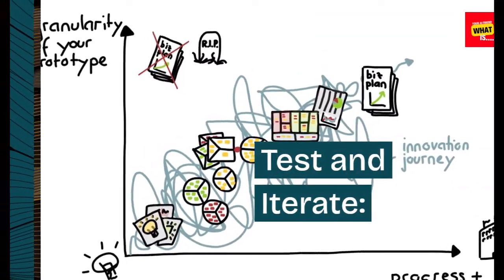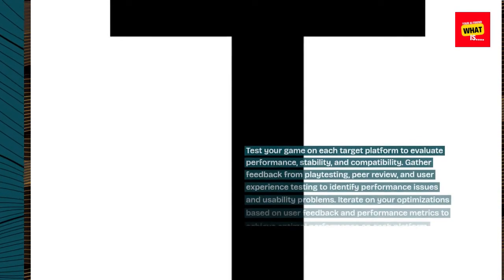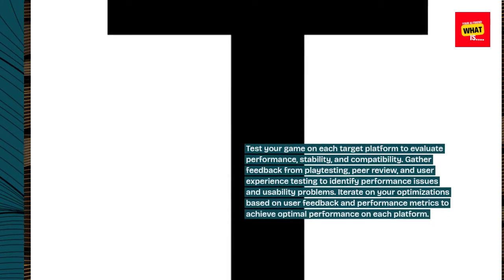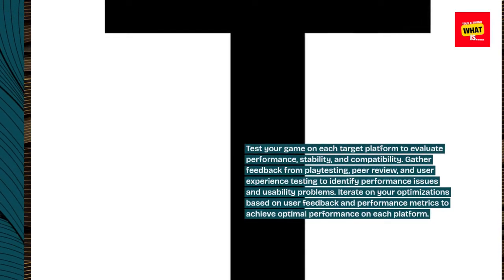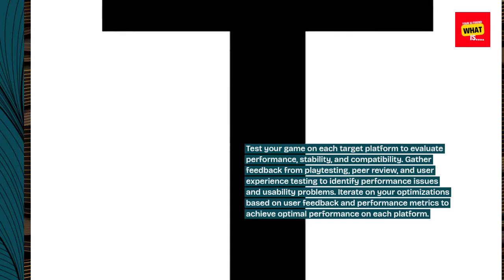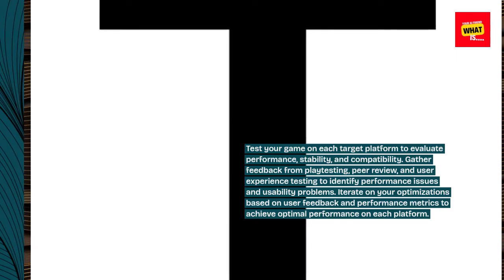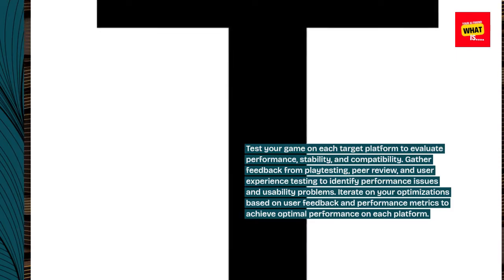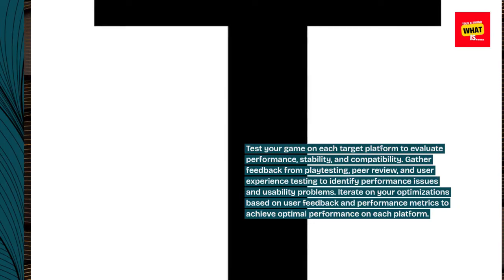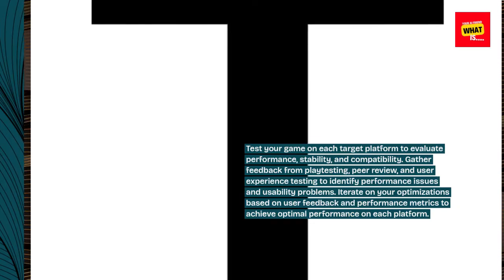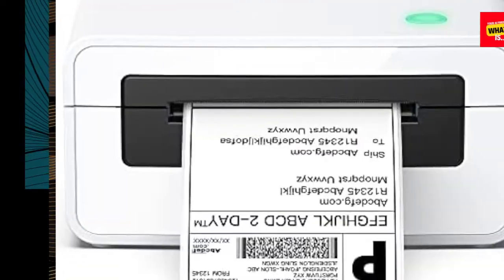Test and iterate. Test your game on each target platform to evaluate performance, stability, and compatibility. Gather feedback from playtesting, peer review, and user experience testing to identify performance issues and usability problems. Iterate on your optimizations based on user feedback and performance metrics to achieve optimal performance on each platform.